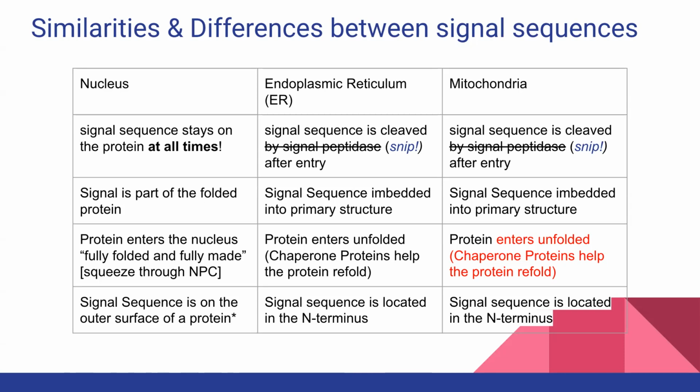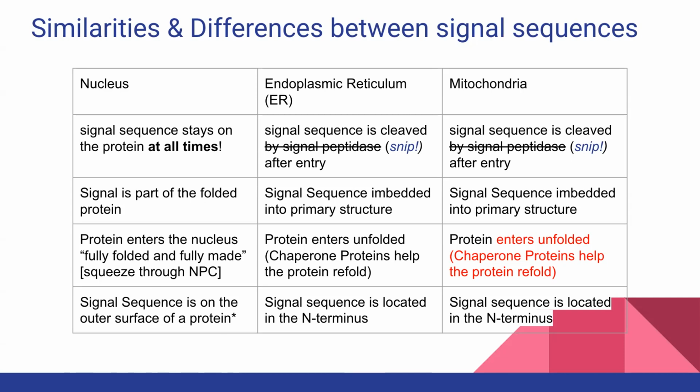In the nucleus, the signal is part of the folded protein. And then for the ER and mitochondria, it's a signal sequence embedded in the primary structure. And for this, we could connect how the nucleus signal is part of a folded protein to domains. For example, that folded part of the protein is a domain. It has that specific function, and that's what binds to importin or exportin.